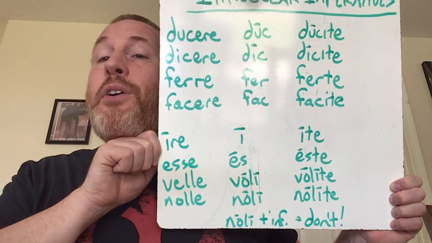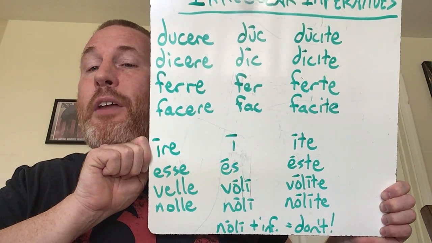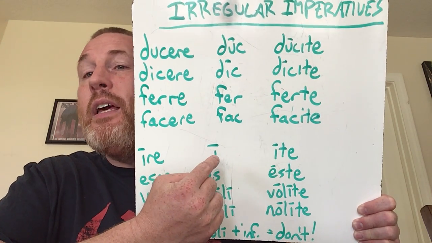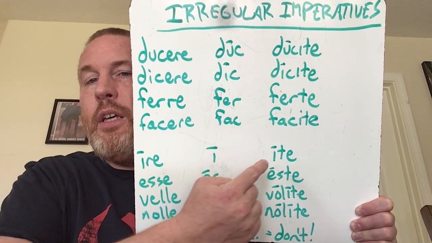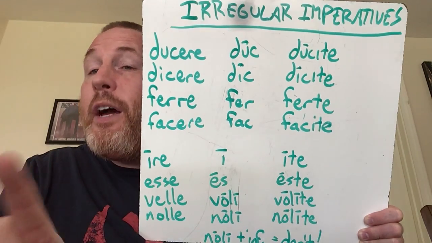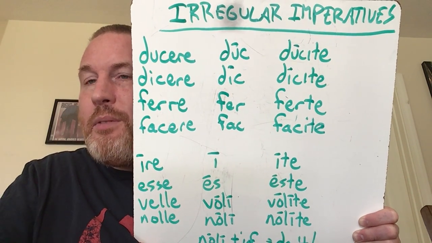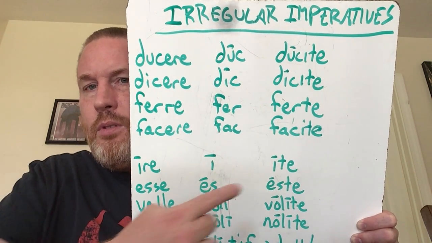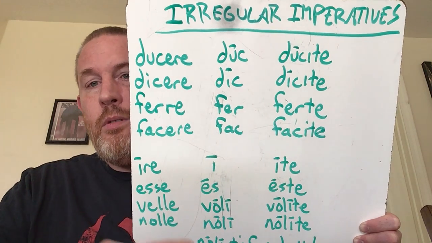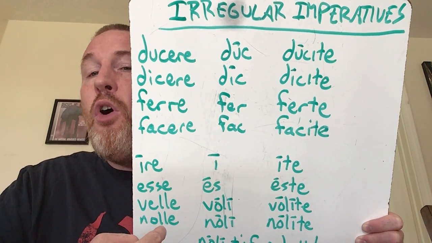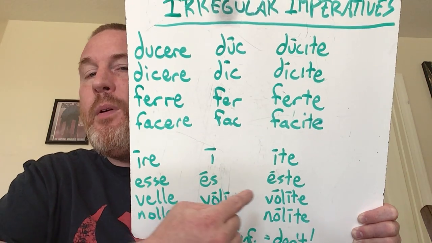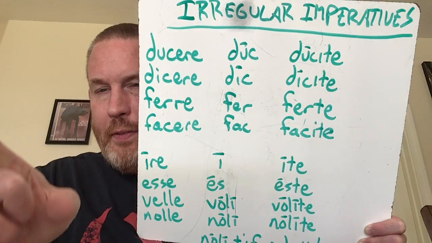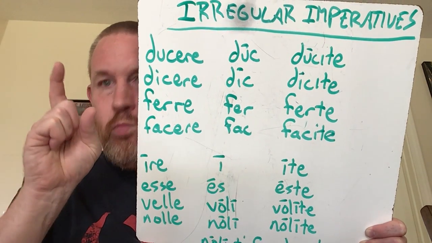Now there's also the other irregulars, ire, esse, velle, and nolle. Okay? Ire is kind of fun because it actually totally follows the rules. I, you, go. Ite, y'all, go. Which is why in chapter 3 you saw abite molesti, right? Y'all, go away. Es, you, be nice. Este, y'all, be nice. Now, velle and nolle turn to vel, velite, noli, nolite. Want this. Y'all better want this.